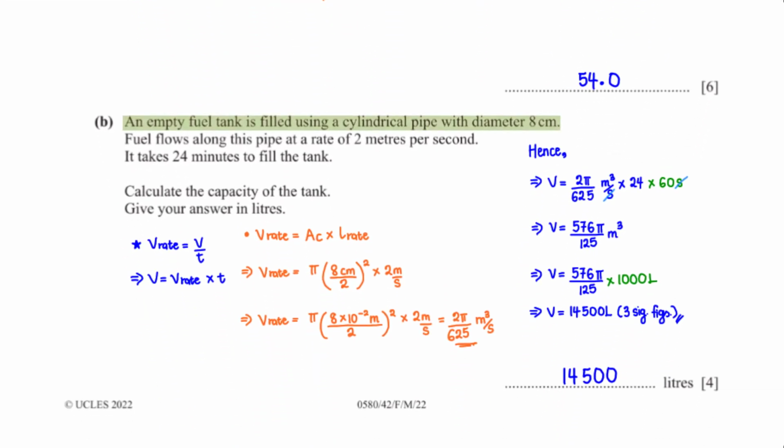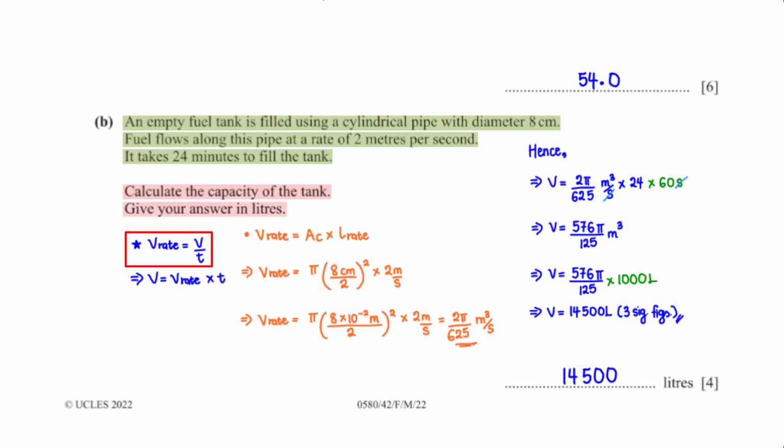An empty tank is filled using a cylindrical pipe with diameter 8 centimeters. Fuel flows along this pipe at a rate of 2 meters per second. It takes 24 minutes to fill the tank. Calculate the capacity of the tank. Give your answer in liters.